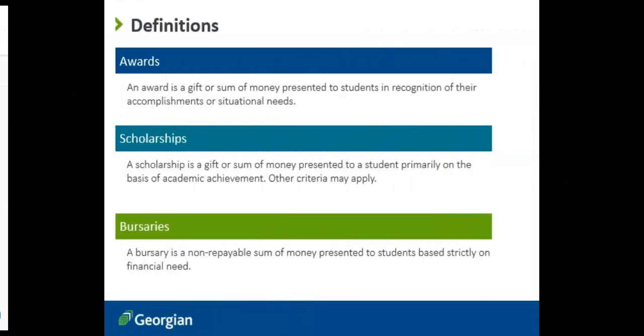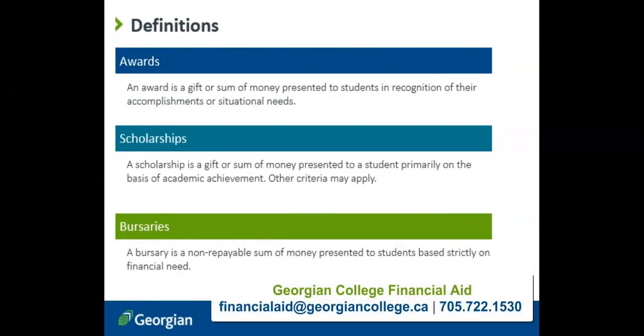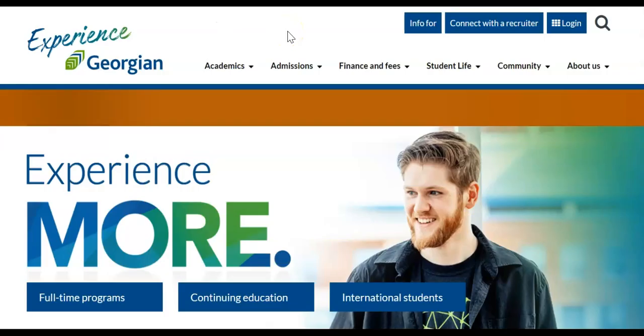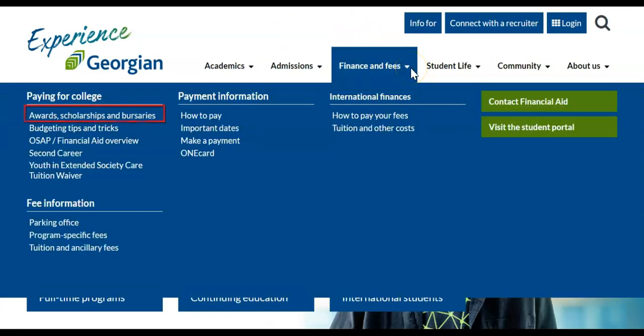Paying for college can be difficult. In addition to the Ontario Student Assistance Program, OSAP for short, Georgian has over 650 awards and scholarships available each year, as well as bursaries that are based on financial need. Let's now learn how to access and apply for awards, scholarships, and bursaries.